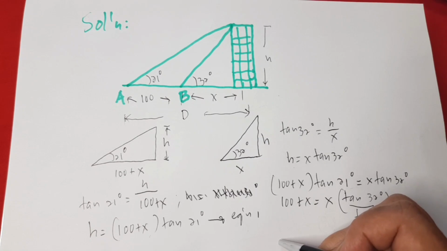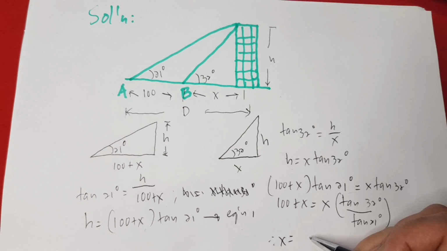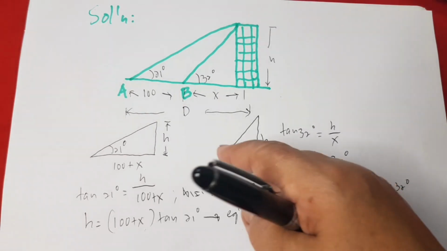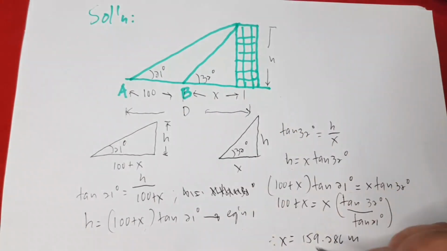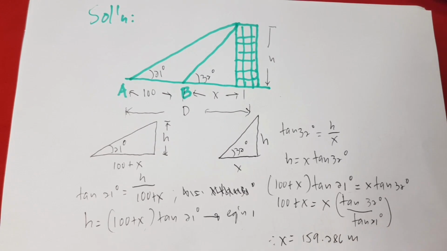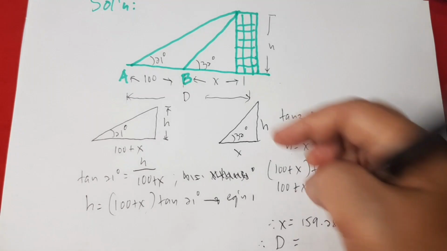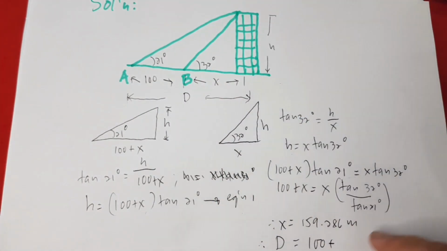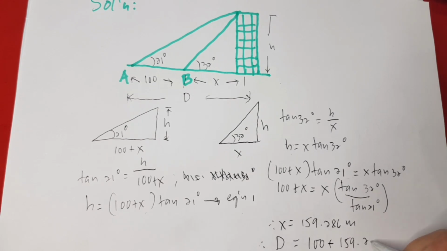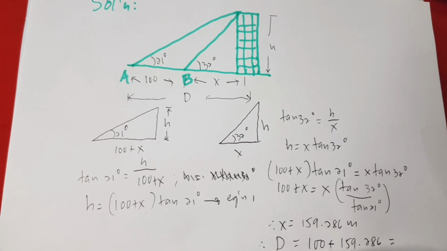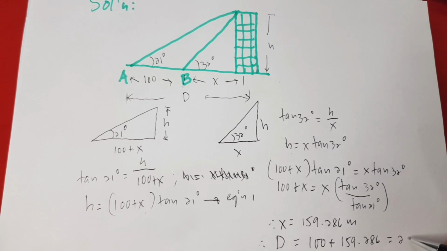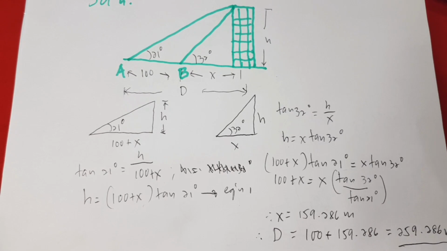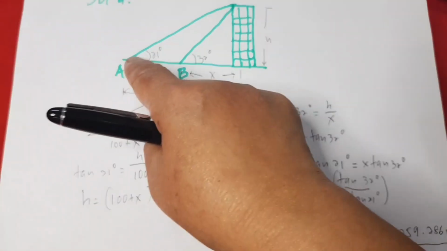Now, solving this one, x therefore is equal to 159.286 meters. Thus, we're looking for the distance between A and the building, which we designate as D. Therefore, D is equal to 100, which is from A to B, plus we already solved x, which is equal to 159.286. Therefore, the answer is 259.286 meters. This is the one we're looking for, the distance from point A to the building.